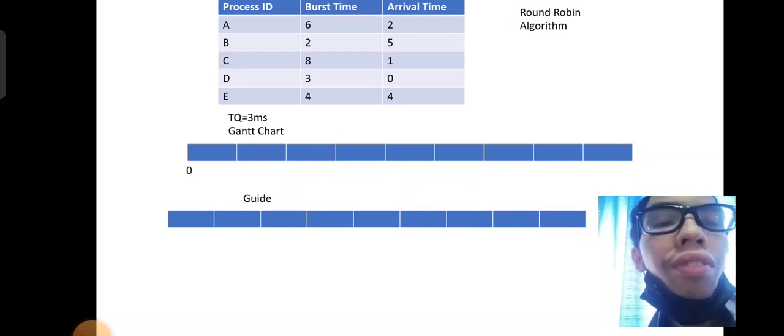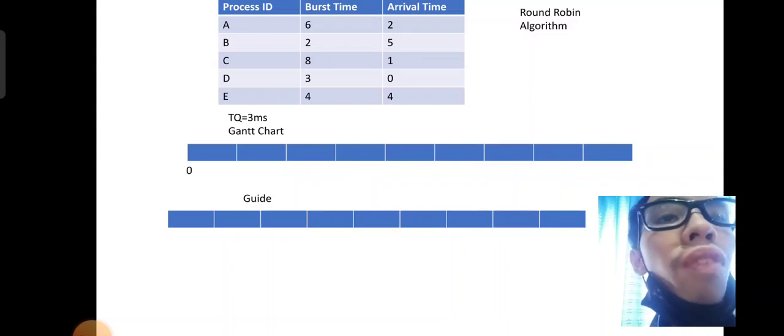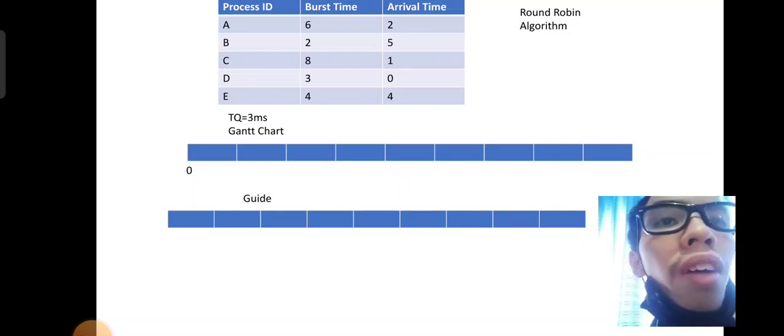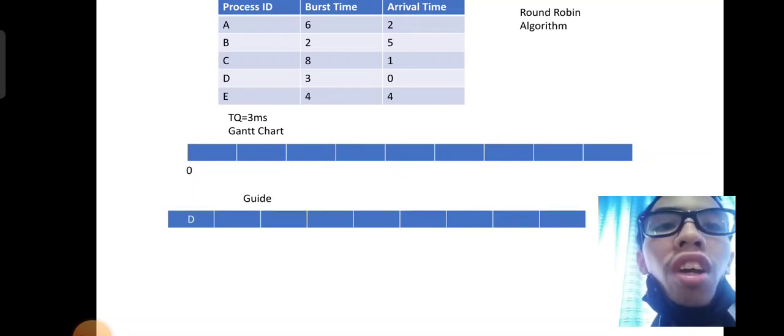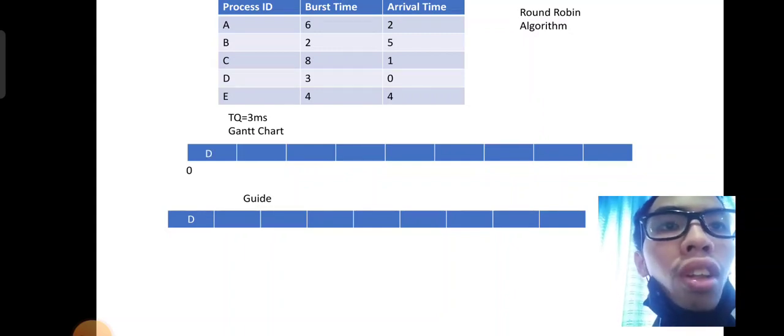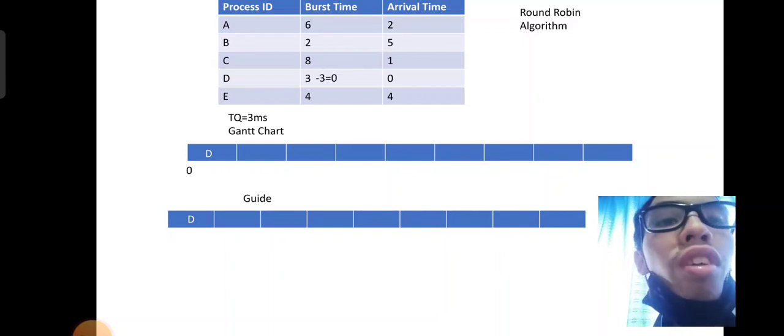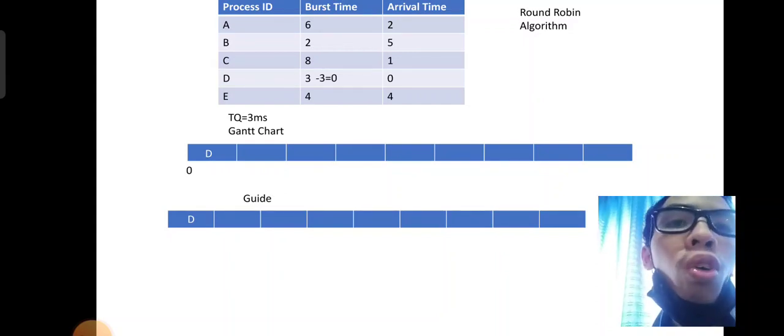Then after that, we will check which process arrives at time 0. The only process that arrives at time 0 is process D. So we will put it in our guide. Then process D will automatically enter the CPU. Then we will subtract the burst time of it by our time quantum. So 3 minus 3 is equal to 0. Then what we subtracted will be added to its ready queue. So 0 plus 3 is equal to 3. That is the time finish of process D in our Gantt chart.